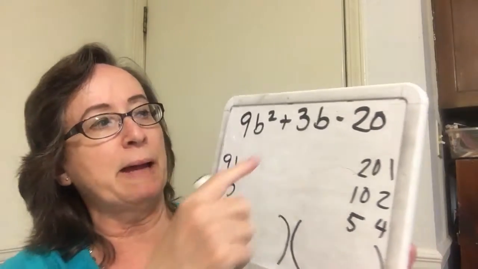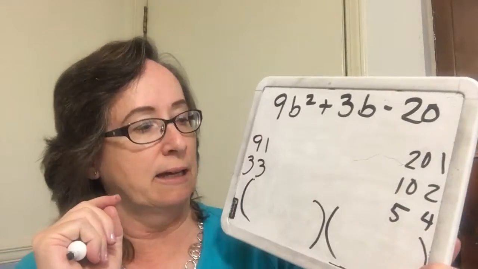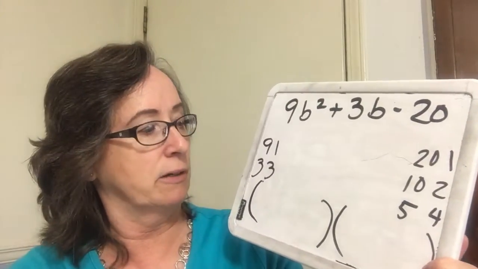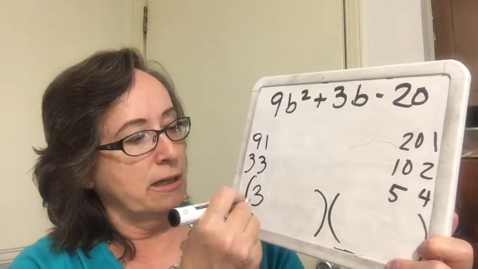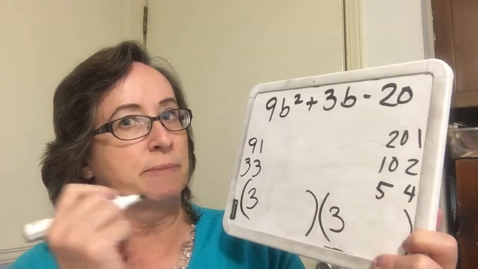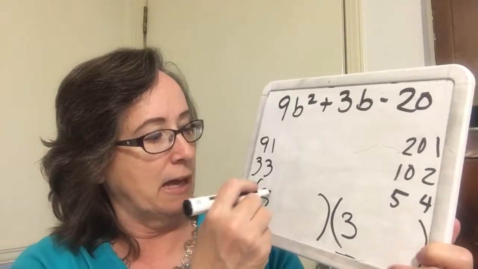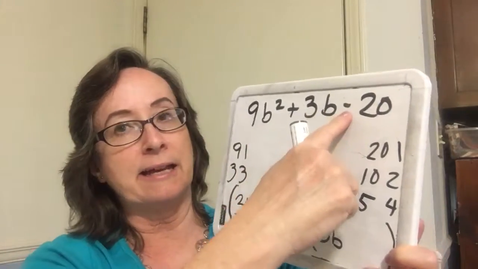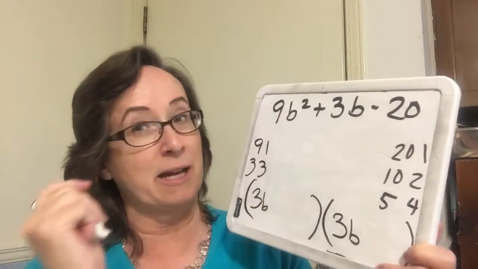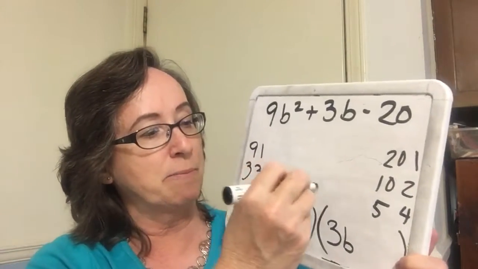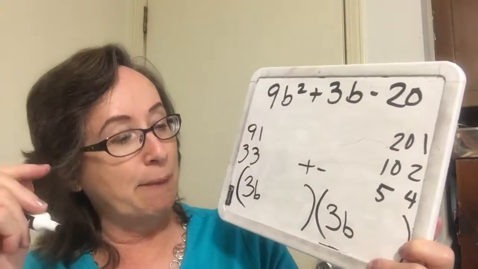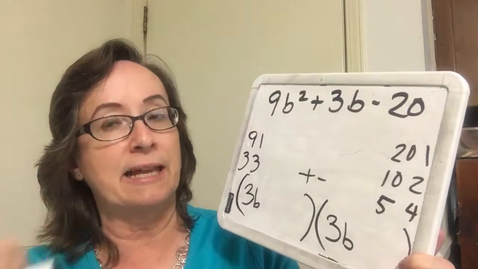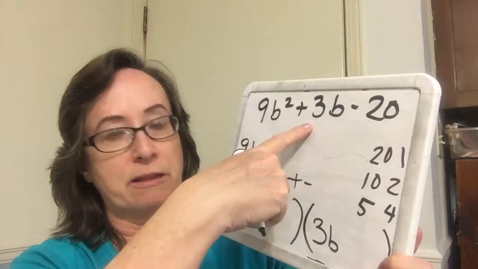Now remember, when my middle term is not very big, I will usually start with my factors that are closest together. So I will start, and remember this is what makes it be called the trial and error method. I will start with the 3b and the 3b. Now this sign tells me that I have opposite signs, so I'm not going to put them in yet. I'm just going to give myself a little reminder that I have opposite signs, which means I'm subtracting the inside and the outside terms to get the 3b.